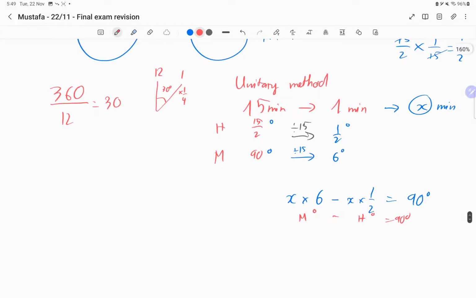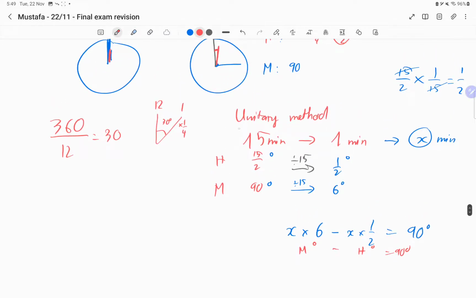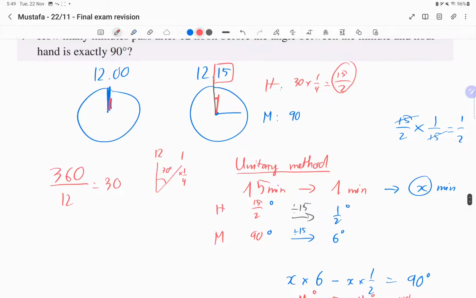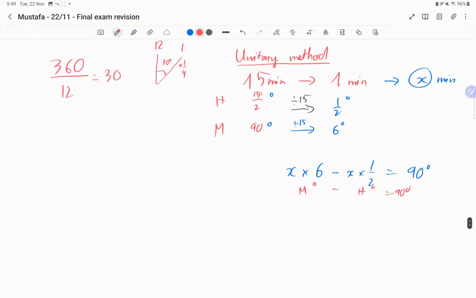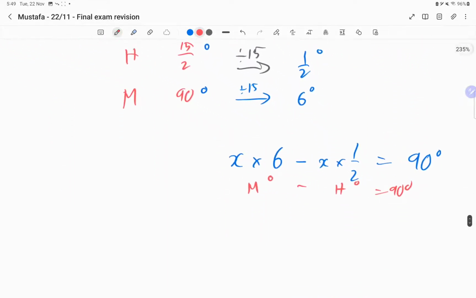So know that this question is really advanced, yeah? So I'm introducing a new concept in the unitary method. You're not supposed to learn this one until year 9, but knowing this will make this question a lot easier. That's why it's called a challenge question. But anyway, it makes sense so far? Yeah. Now, we're going to solve this.